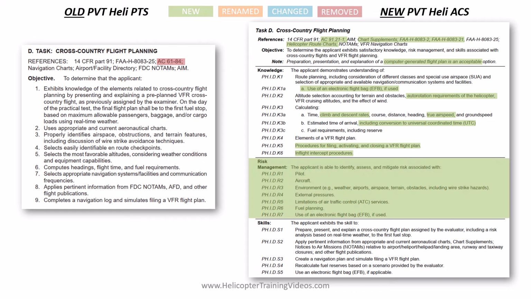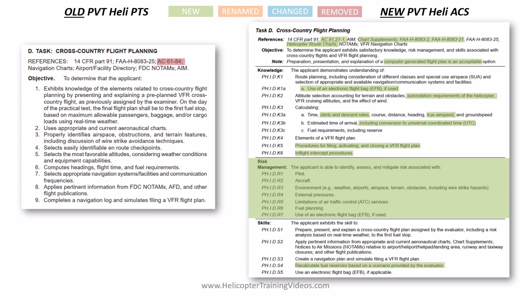In the risk section, we have something you should be familiar with, which is the PAVE, areas of situational awareness. So you've got pilot, aircraft, environment, the V's for environment, and external pressures, as well as limitations of air traffic control services. So helicopter altitudes are typically quite low, and that might affect your ability for radar coverage, for flight following, as well as possible radio communications. And again, the use of electronic flight bag. The skills section is roughly the same.